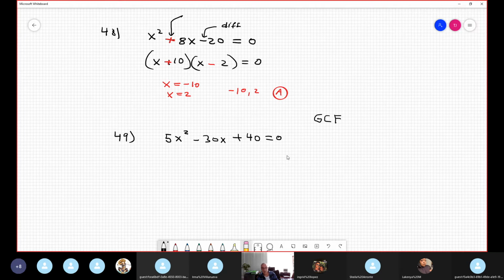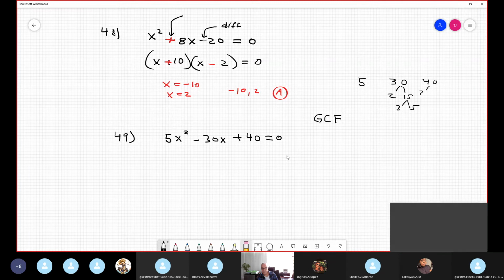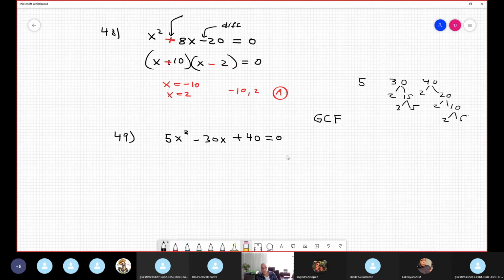GCF between 5, 30, and 40. Let me try. 5 is prime, 30 is 2 times 15, 40 is 2 times 20, and so on. So I discovered that 5 is the GCF. Look at that, it's common, because you factor out 5. If you forgot this, you are in big trouble, because you complicate your life.